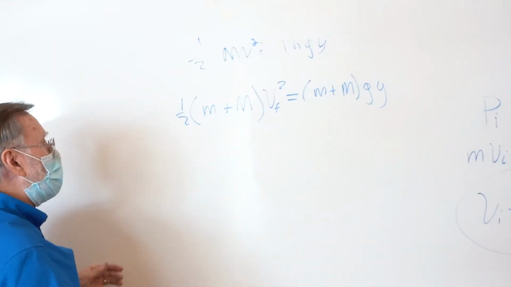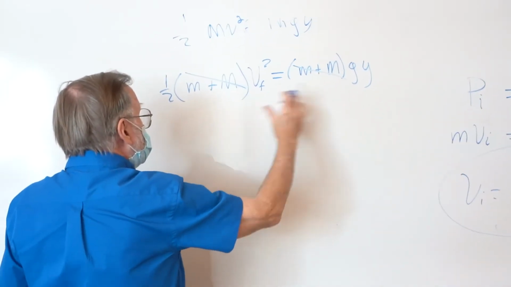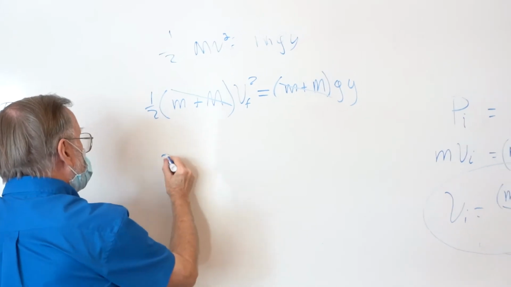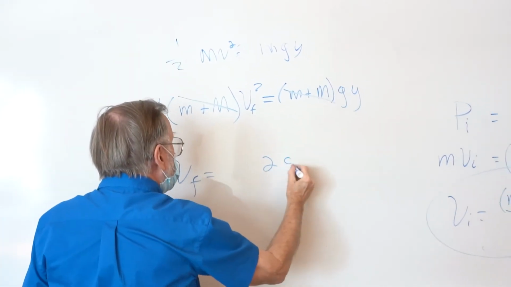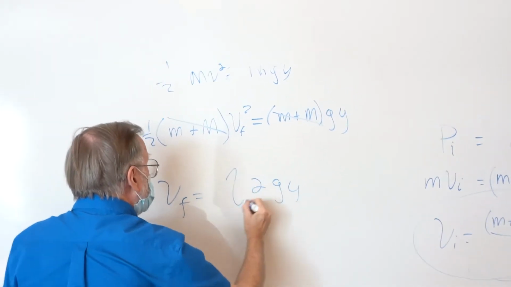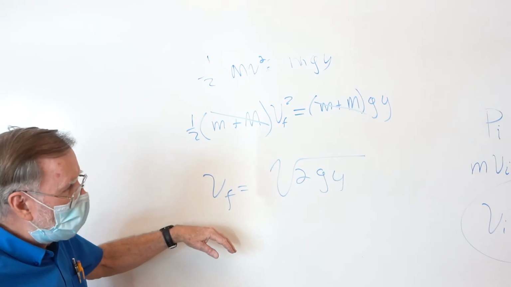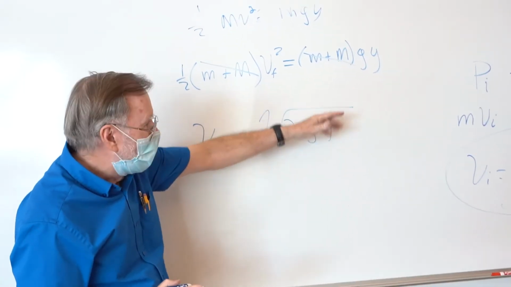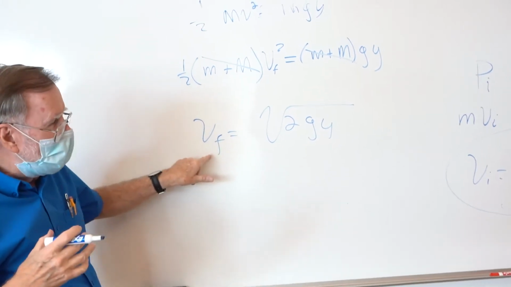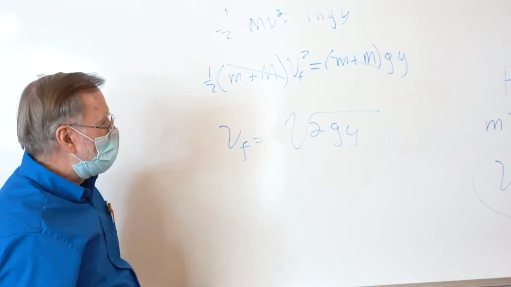But a nice thing happens here, and that is that the masses cancel out because it's the same on both sides of the equation. So solving for V final, we get 2 times gy and take the square root. So if I can shoot the ball into the pendulum, raise it a distance y, I can immediately calculate the speed of the pendulum and ball together after the collision.